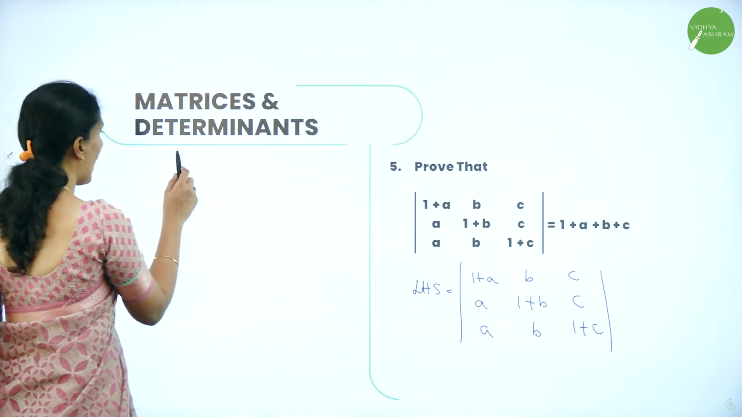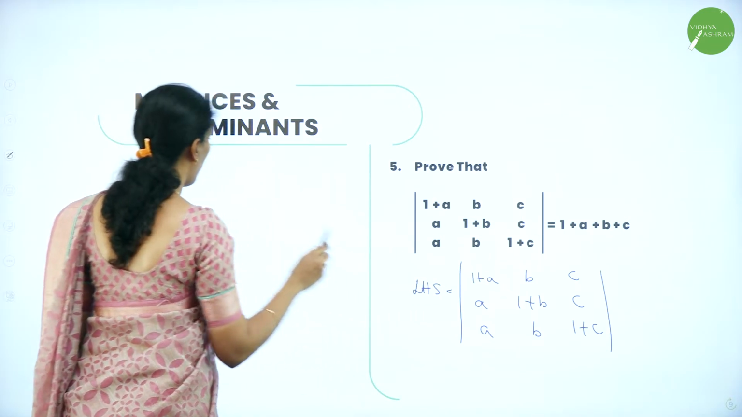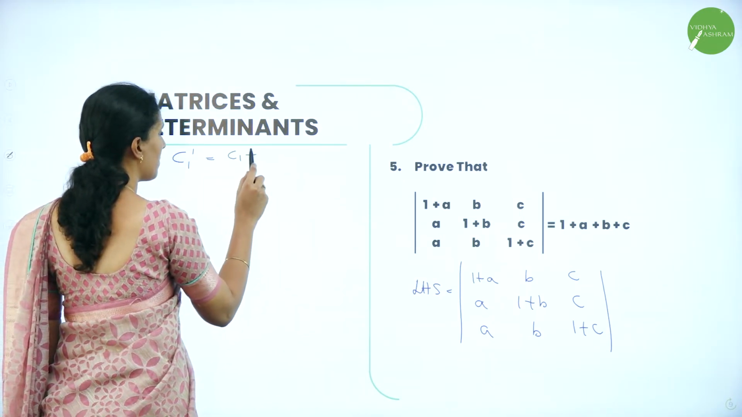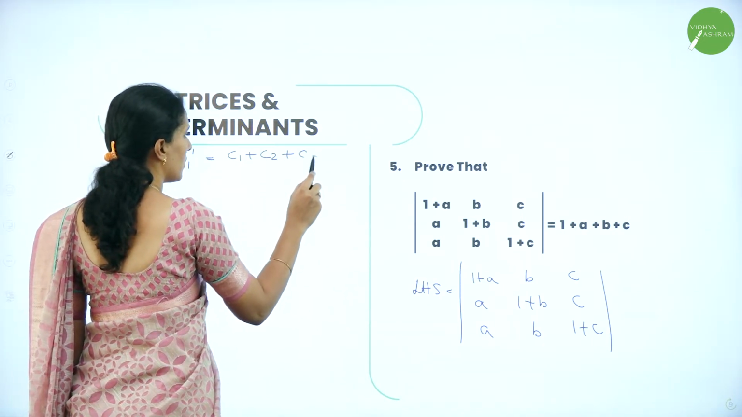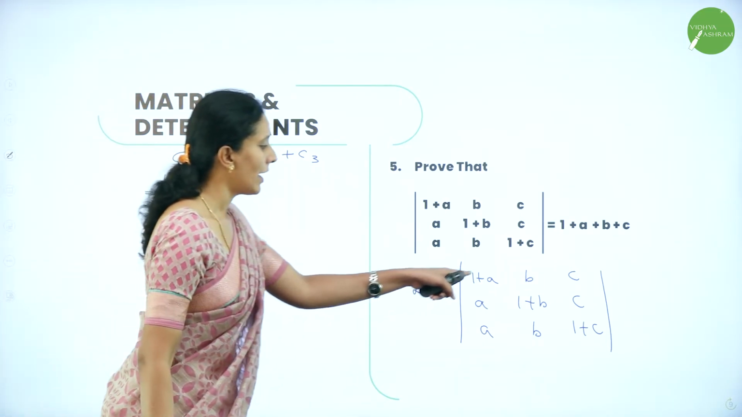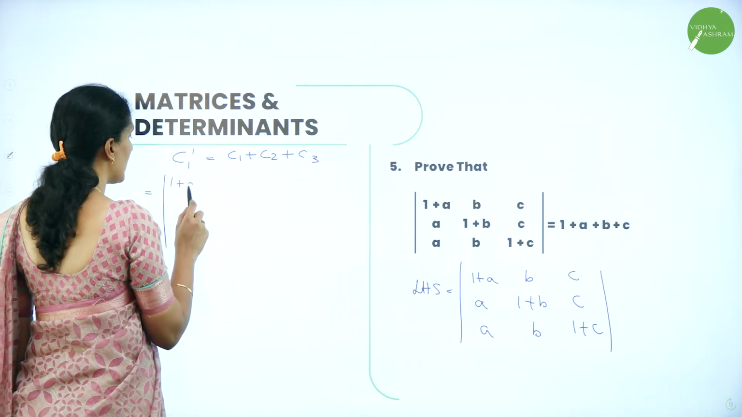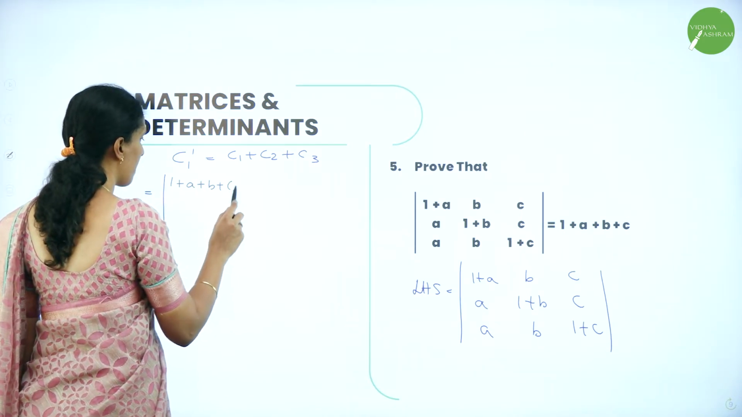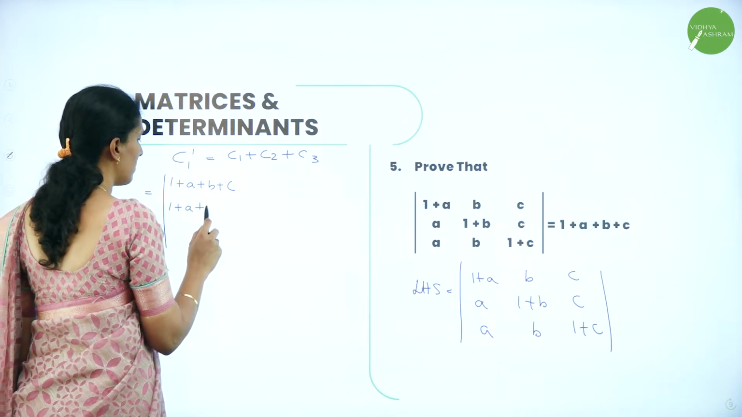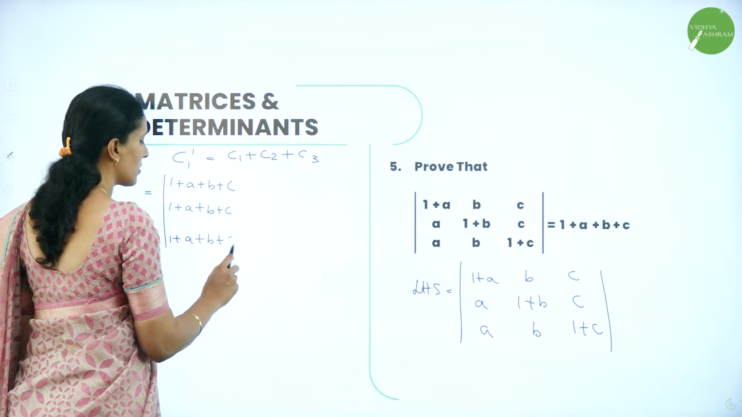So now I will take the first column as a sum of all these three columns, that is C1 plus C2 plus C3. So let me write the new column 1 as the addition of all the elements in the three columns, that is 1 plus A plus B plus C, 1 plus A plus B plus C, 1 plus A plus B plus C. So this is what I get.